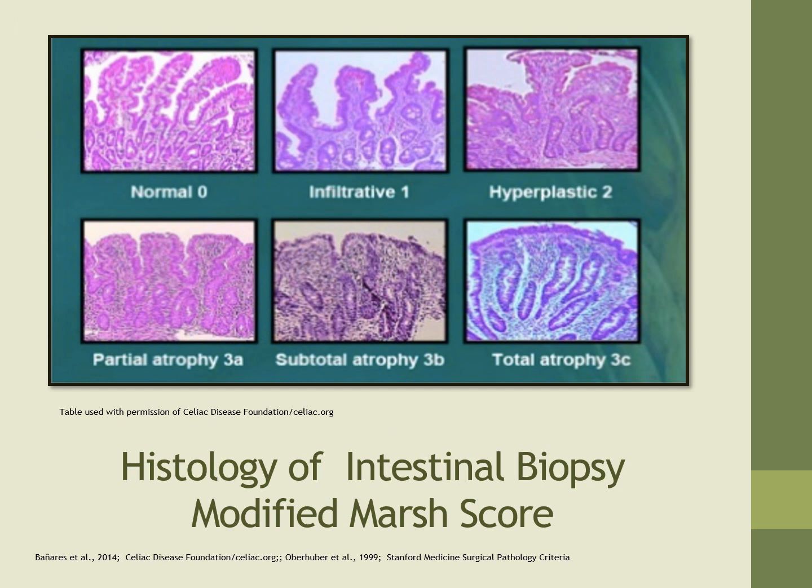We can see here histologic changes of the intestinal biopsy. In type 0, intestinal lining looks normal, villi look normal. Celiac disease is highly unlikely.